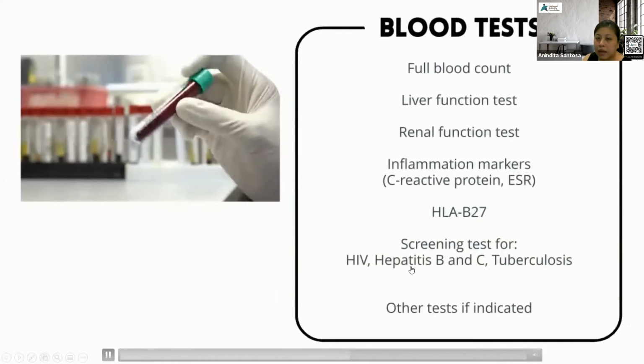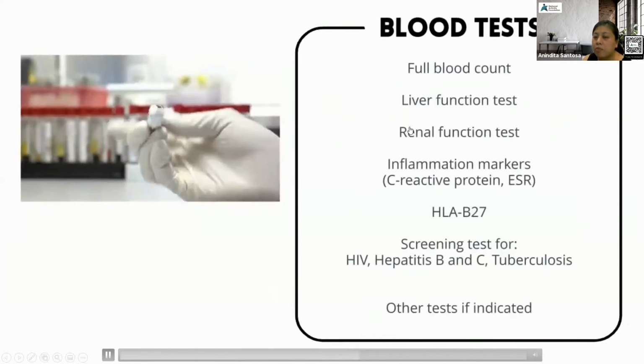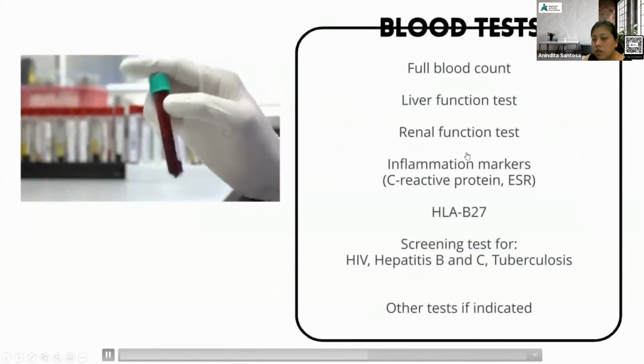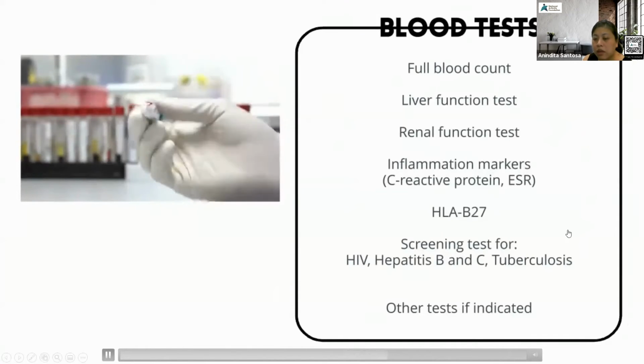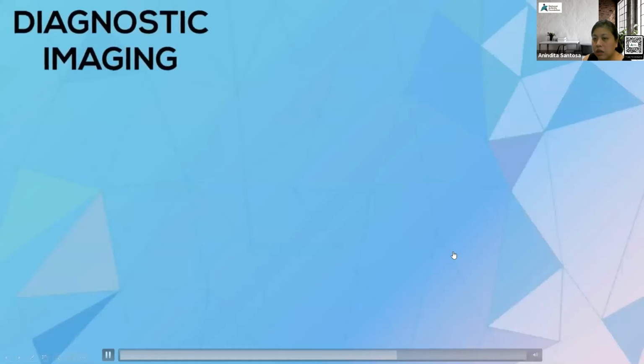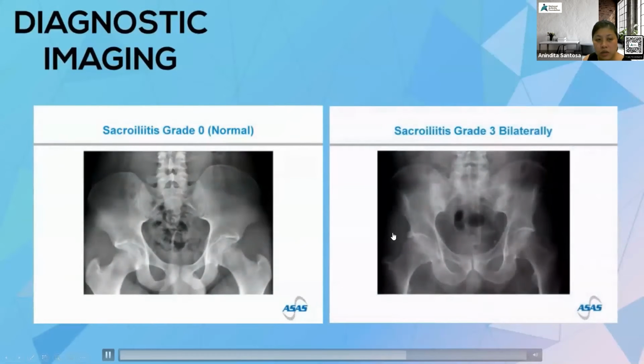In terms of blood tests, we start with routine basic blood tests. We will also be checking inflammation markers, HLA-B27, and some tests for infection in case you require medications.